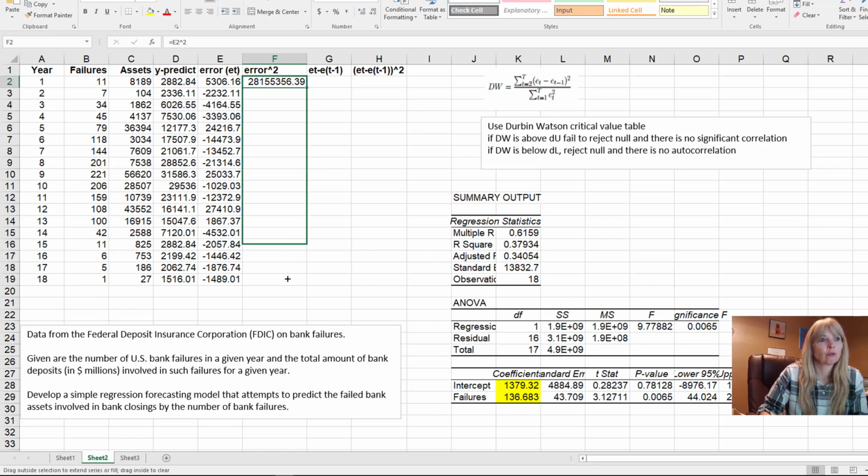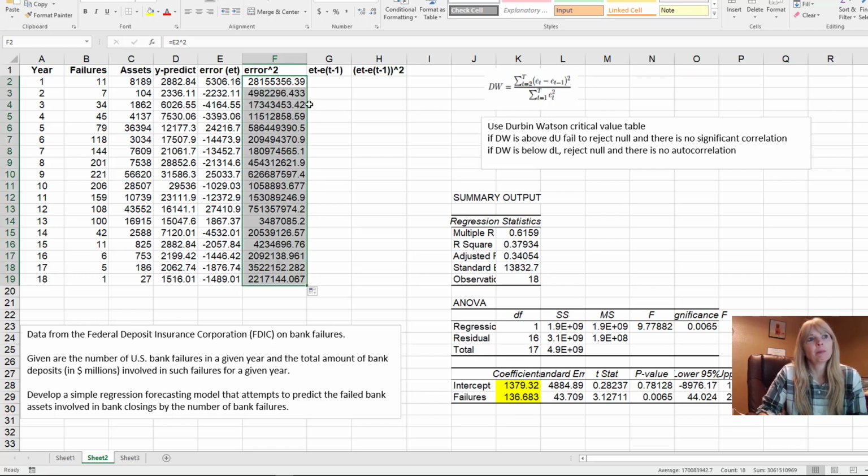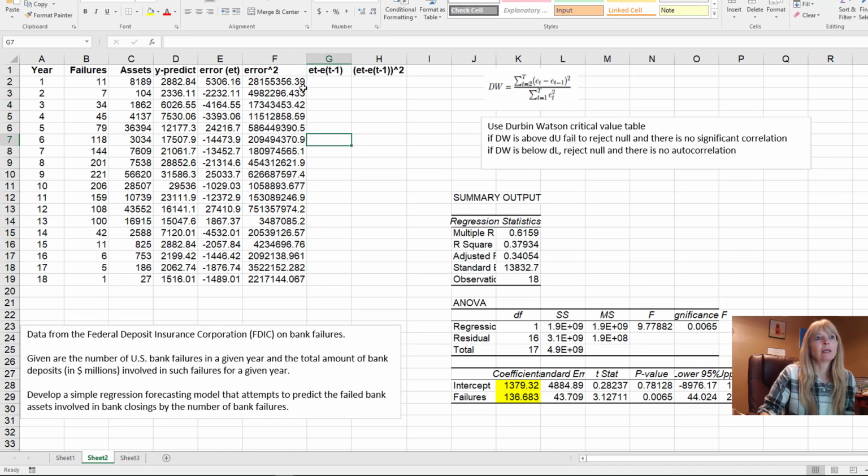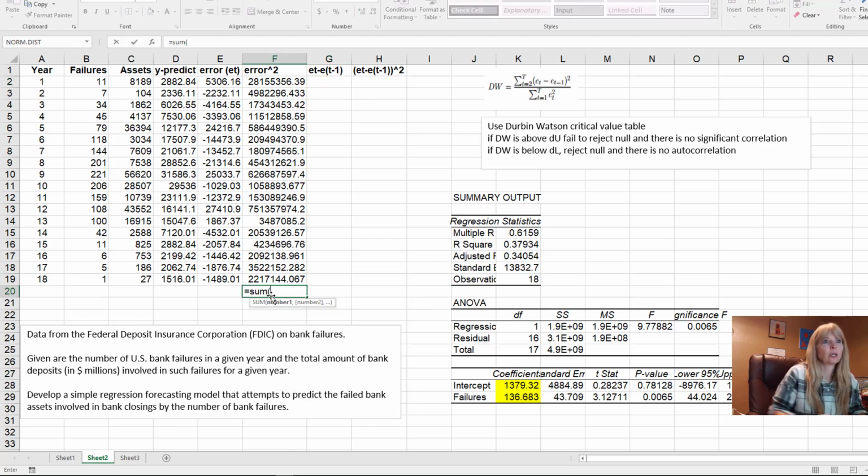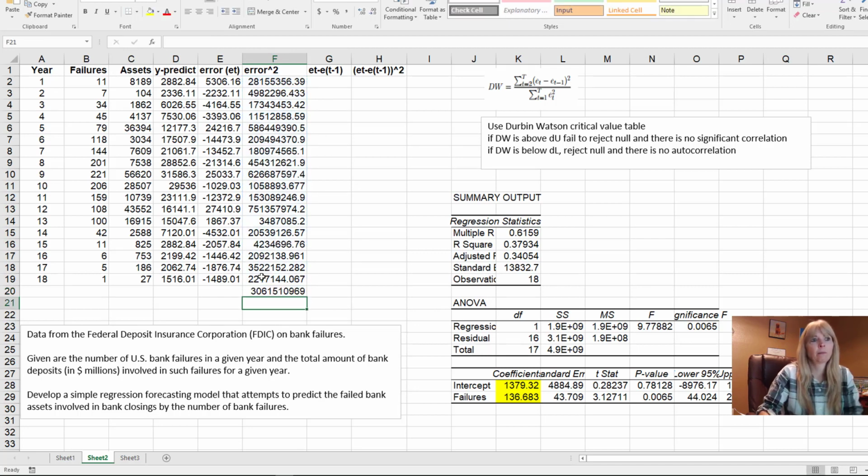I bring this straight down, and it'd probably be a good idea to have the same decimal places for all of these, but I'm not going to worry about that. I'm just putting information in. And then let me go ahead and sum this. So this is going to end up being my denominator. Let's highlight that because I'm going to need it to plug in here.